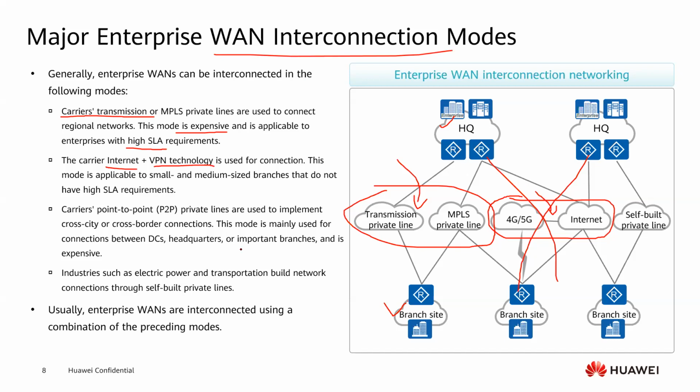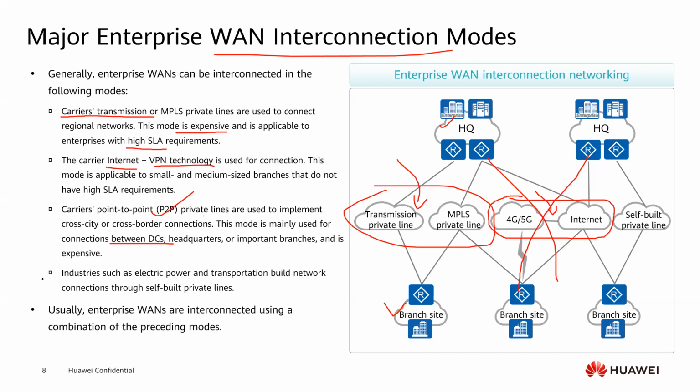Okay, and also we have something else. We have the carrier point-to-point private line. Basically, it's similar to the transmission and the MPLS private line. You can consider it like bare fiber. Those are point-to-point, and most of the time are used inside of a city. Most of the time between data centers, you will choose this. You rent a bare fiber.